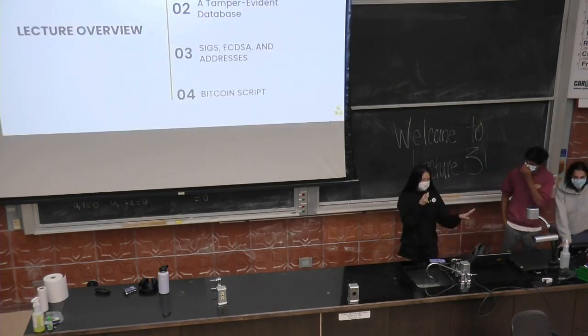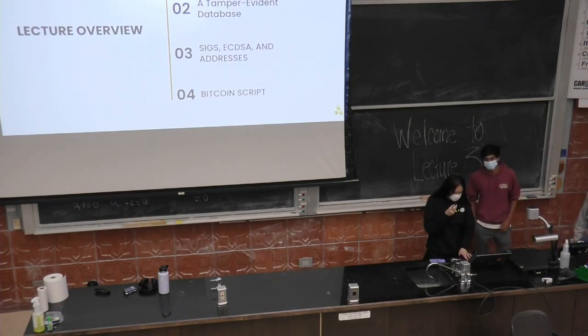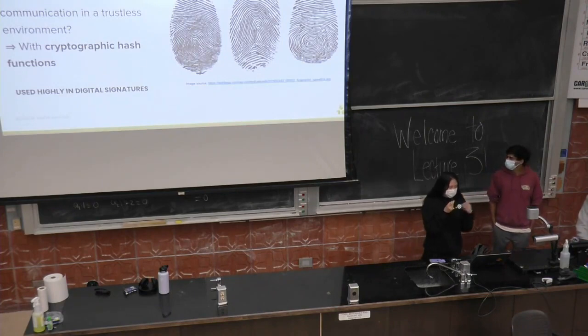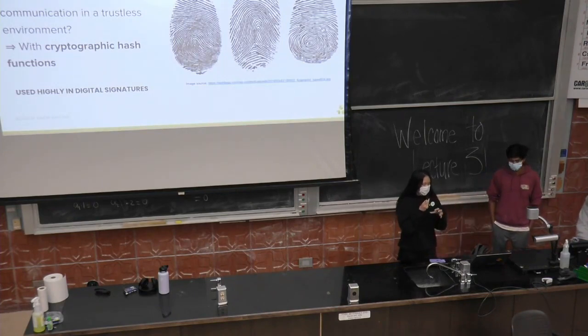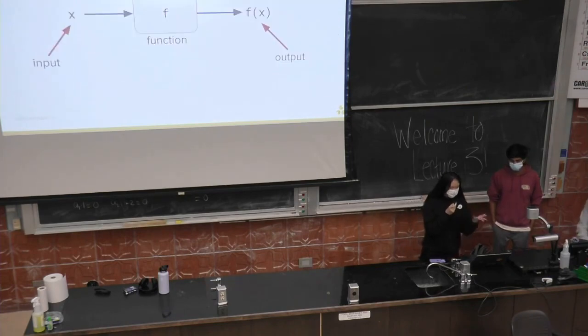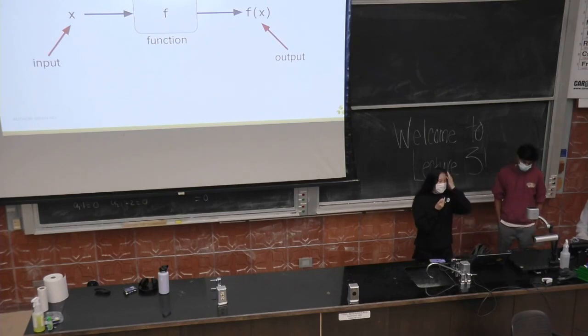So this is just an overview of what we're talking about. First, we're going to be starting with cryptographic hash functions. When we're in a trustless environment, we don't want our data to be out in the open, right? We want to hash it to protect it. So that's why we use these hash functions. Essentially, these are one-to-one mappings of an input of any size to a fixed size output. It acts like a regular function, but it has some requirements that we will be going over.